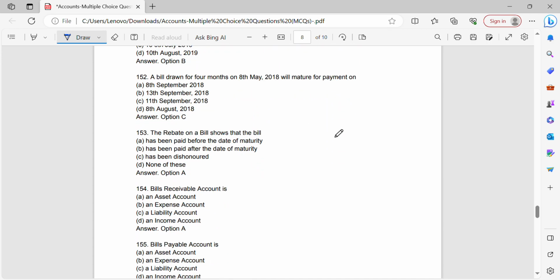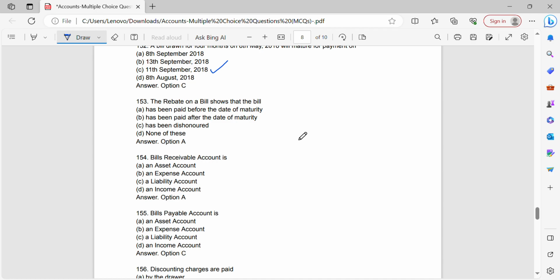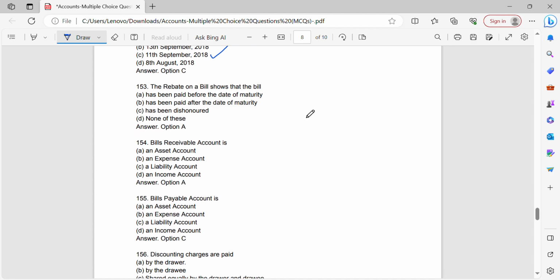The next question is: a bill drawn for 4 months on 8th May 2018 will mature for payment on option A, 8 September 2018; option B, 13 September 2018; option C, 11 September 2018; option D, 8 August 2018. The answer is option C, 11 September 2018. The rebate on a bill shows that the bill A, has been paid before the date of maturity; B, has been paid after the date of maturity; C, has been dishonored; D, none of these. The correct answer is option A, has been paid before the date of maturity.